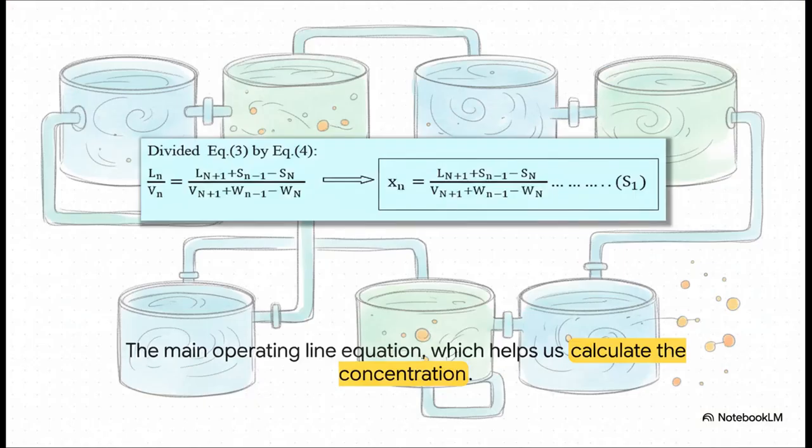Okay, I know this looks a little scary, but don't panic. This is our main tool, the operating line equation. Really, all this thing does is help us figure out how much of the good stuff, our solute, is left after each wash. It's just a way to predict what's going to happen in the next step, based on what just happened in the last one.